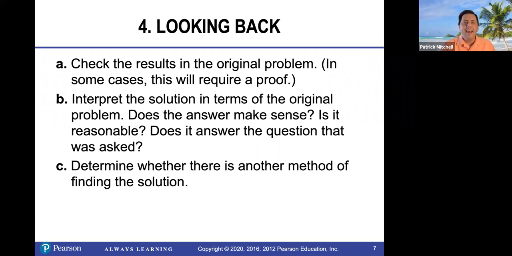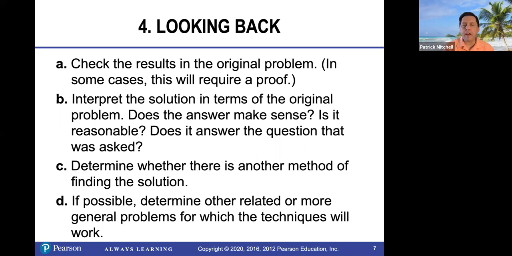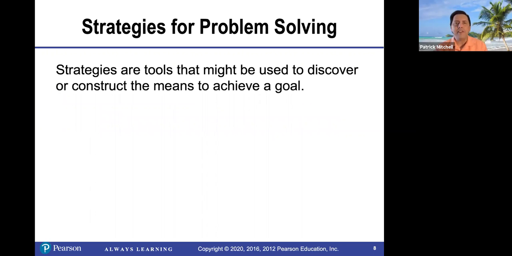Determine whether there is another method of finding the solution. That's one that I like to use sometimes. If I know two different ways to do the problem, I'll use the second way as a check to see if I get the same answer. And if possible, determine other related or more general problems for which the techniques will work. That's a really good one if you can get that to work. All right, strategies are tools that might be used to discover or construct the means to achieve a goal.